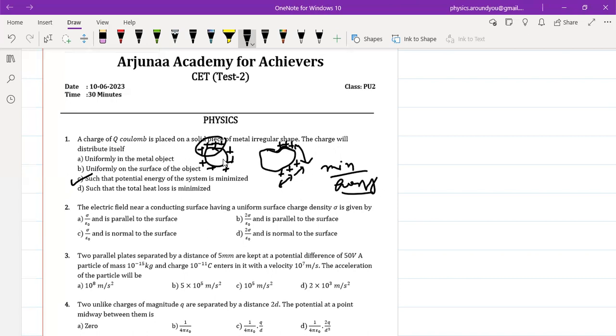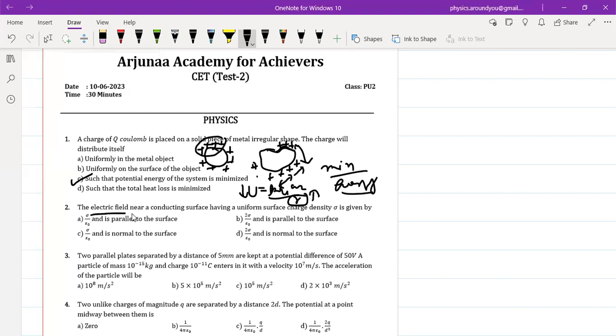In a sphere, there is no other way. It has to distribute uniformly because the surface itself is uniform. But in such a random shape, surface is not uniform. So it will distribute in such a way that the repulsion is minimized, and as a result, charges will be far away from each other. We know that potential energy is K Q1 Q2 by R. If R is more, U will be less. So the answer is C. An interesting question, right?